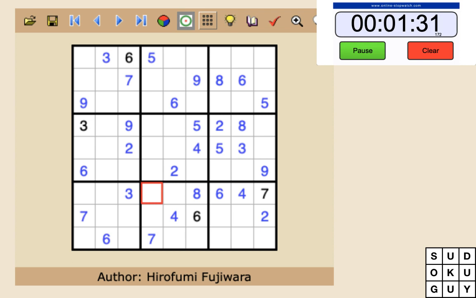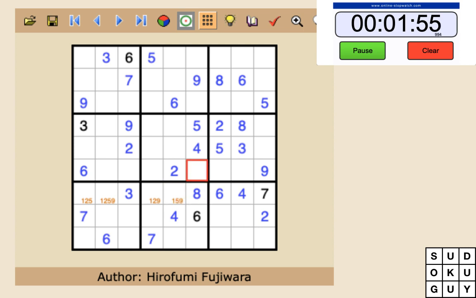Man, okay, this is not coming along. I guess I should start pencil marking. This row is missing 1, 2, 5, and 9. So I'll write down the possibilities for each square. When I write numbers into a square, that means here are the numbers that can possibly go here.